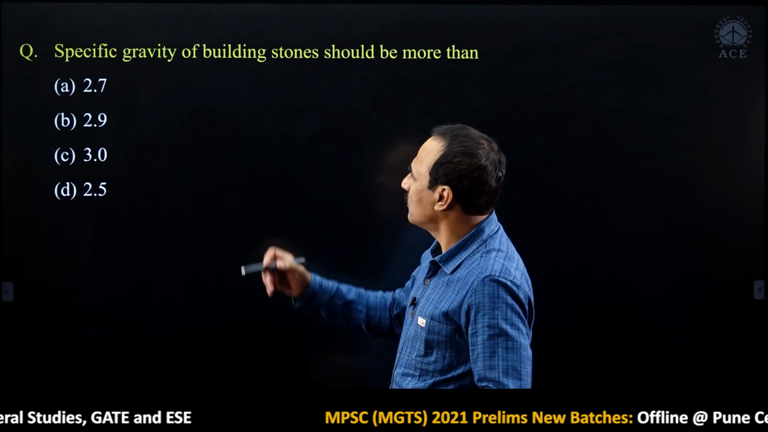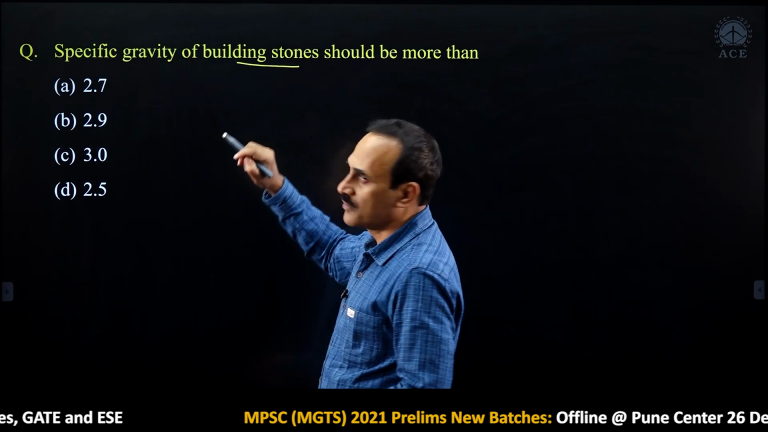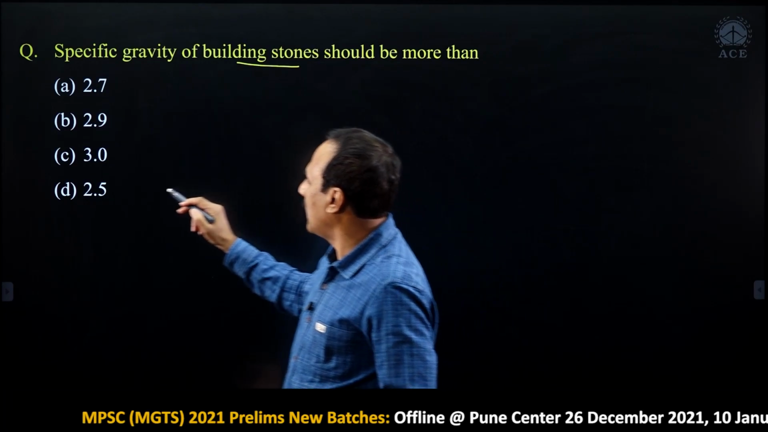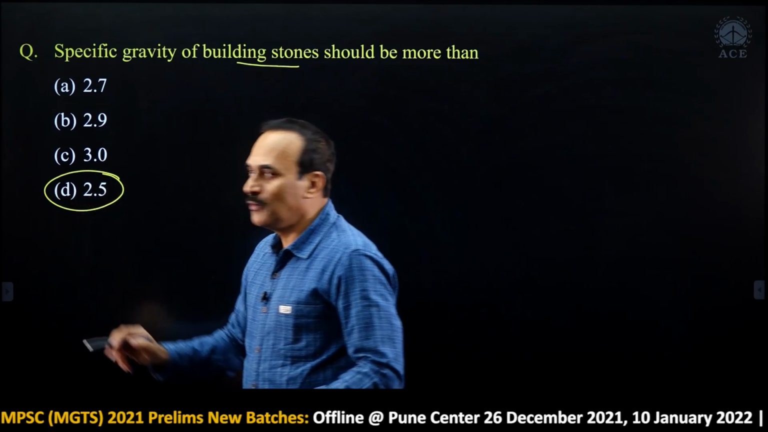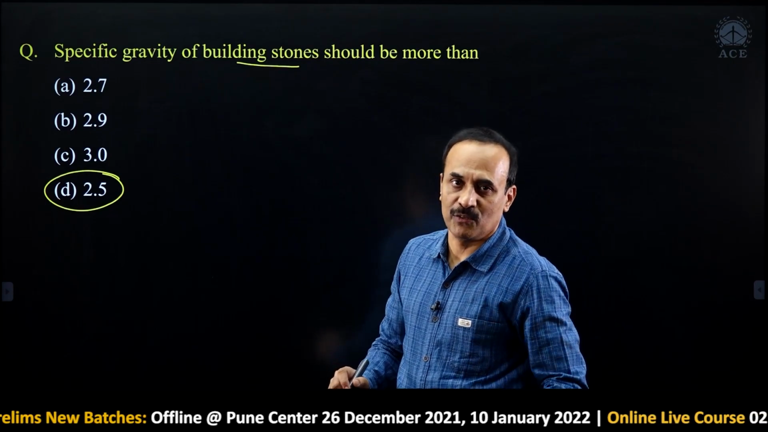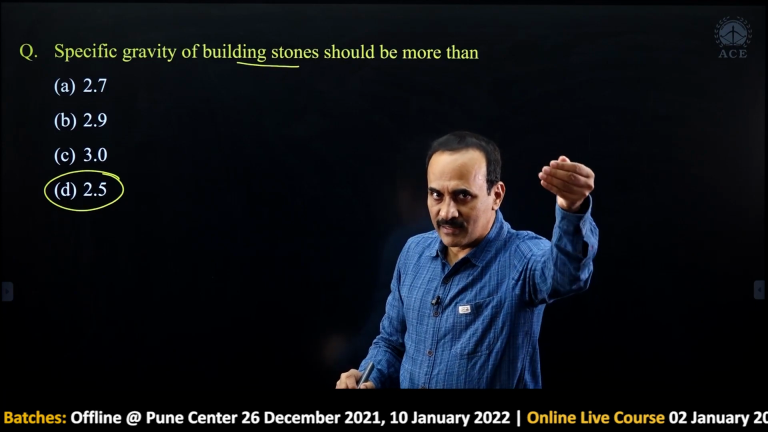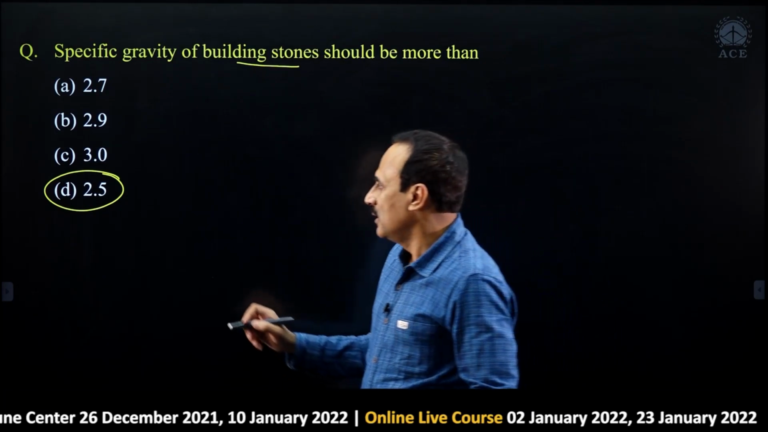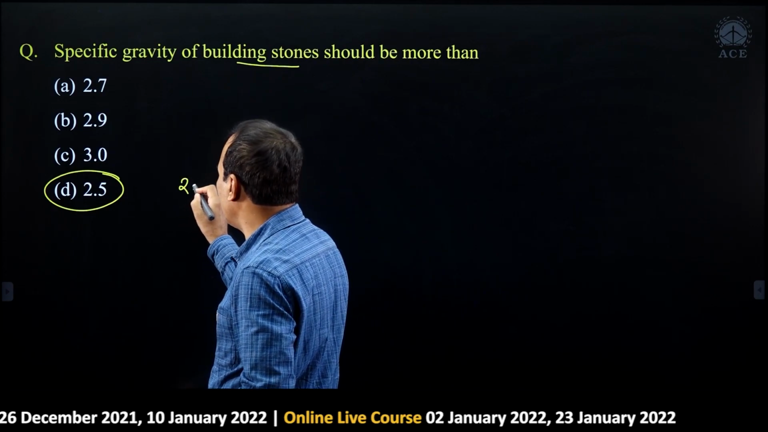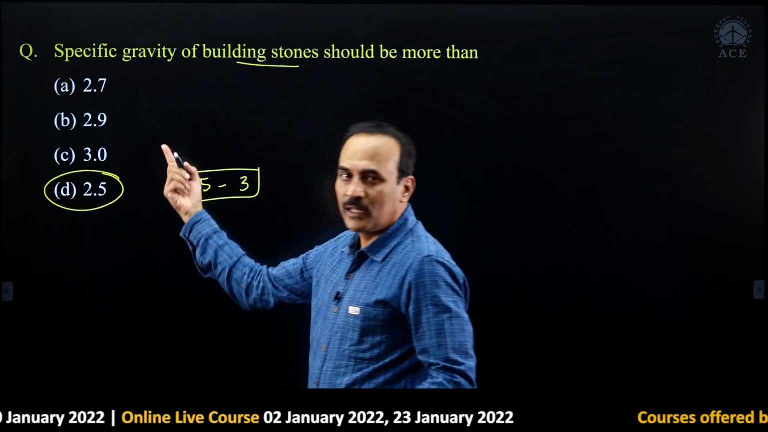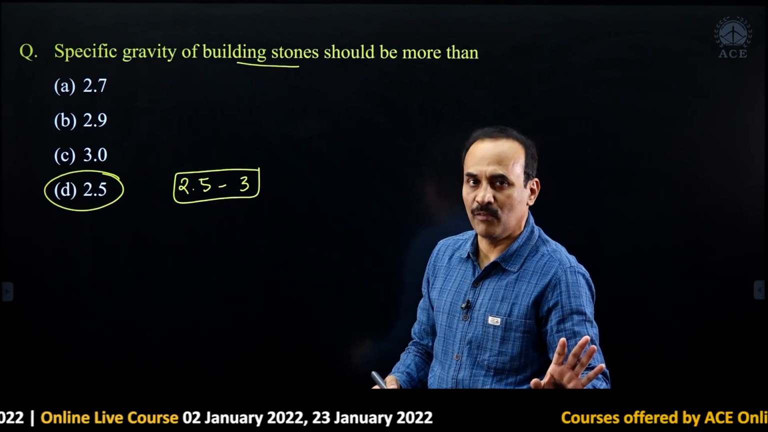The very common question, the specific gravity of building stones. The specific gravity of building stones should be more than 2.5. Usually 2.5 to 3 will be the common specific gravity of building stones. Specific gravity is nothing but density of the stone divided by density of the water. The usual range is 2.5 to 3. So, more than 2.5 is very commonly required.